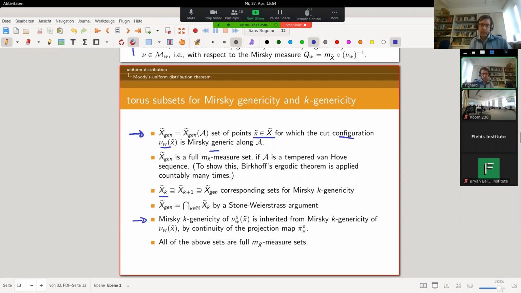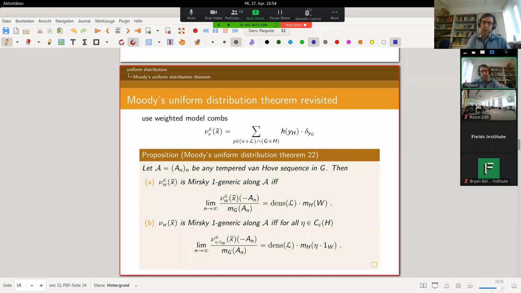And there's also a relation between genericity on G and genericity on G times H, because the projection is continuous. So if you have genericity on G times H, this will transfer to genericity on G automatically. Okay, so this is some sort of collection of full measure sets which we will use in order to state our results.